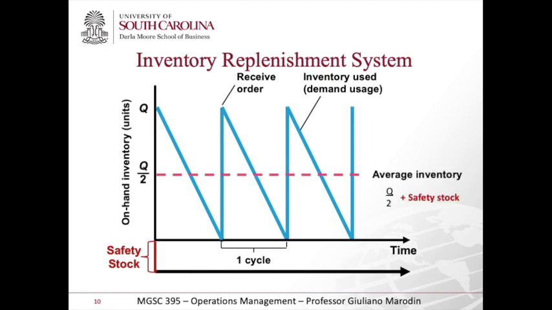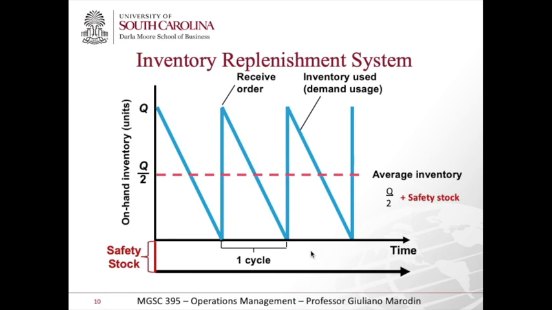We can also calculate what we call the average inventory, right? So if I know that I'm going to have a peak, and I know that I'm going to have a valley here, the lower point, my average is going to be Q plus 0 divided by 2. So the highest point plus the lowest point divided by 2, which is the same thing as saying Q divided by 2, right? So Q divided by 2 is my average inventory plus the safety stock.